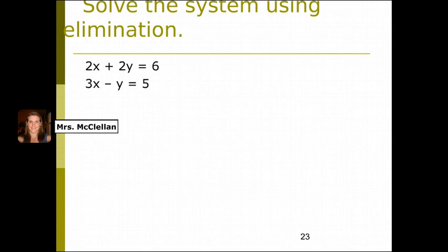Let's look at this system of equations. We are going to solve it using elimination. We have 2x plus 2y equals 6 and 3x minus y equals 5. When we look at both variables, there are no coefficients that are the same. We can multiply, though, to make an equation that has the same coefficient. I'm going to multiply 3x minus y equals 5 by 2.